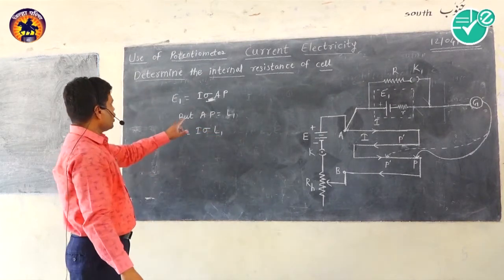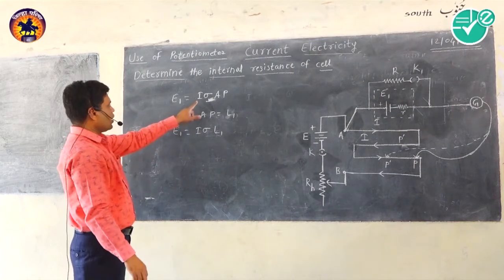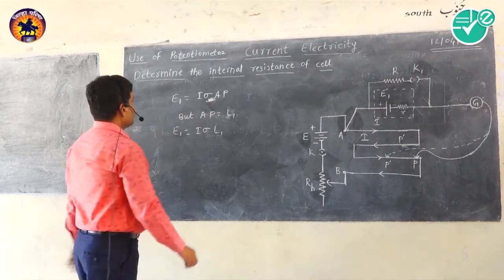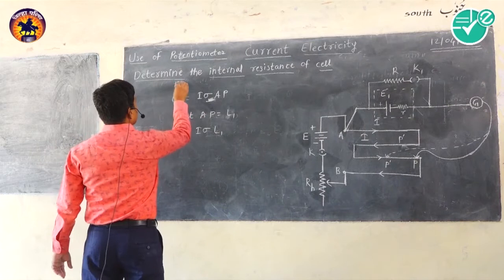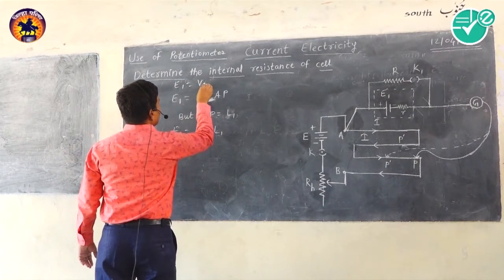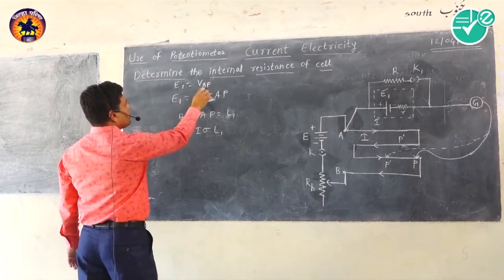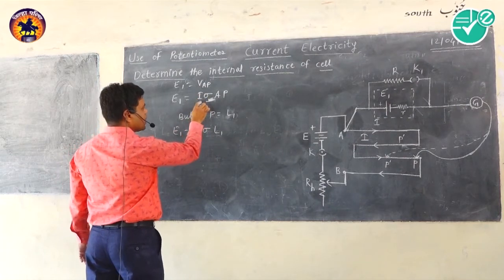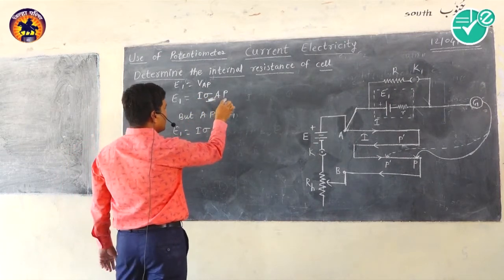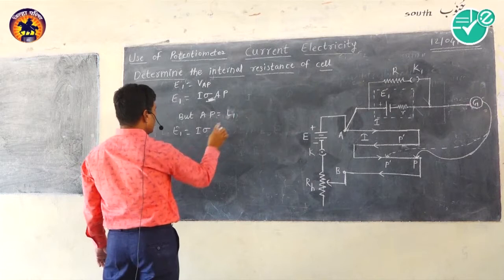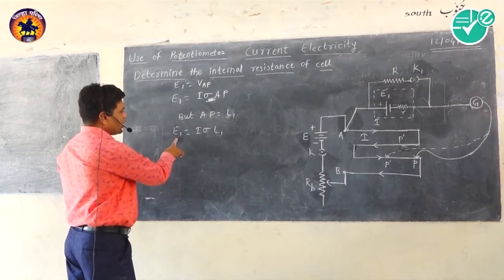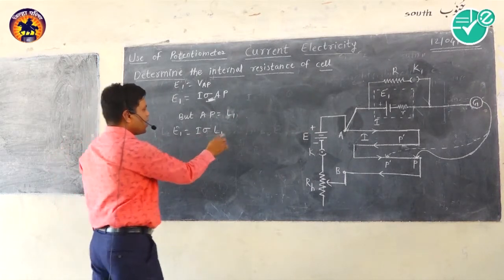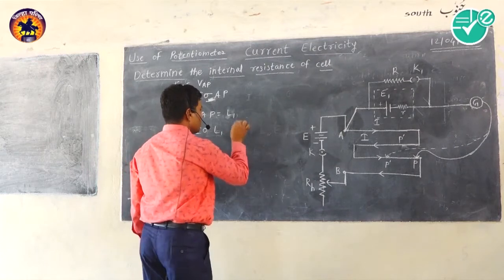I sigma AP is the potential between points AP. The potential between points AP is given by I sigma, where sigma is the potential gradient, and AP is the length, but we have taken AP as L1. Therefore the EMF of the given cell is given by I sigma L1. This is equation number one.